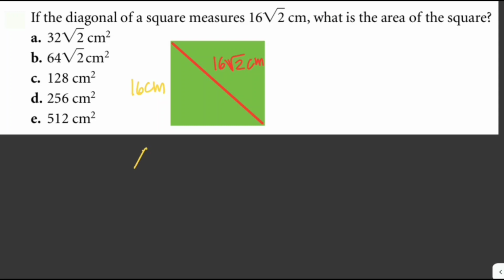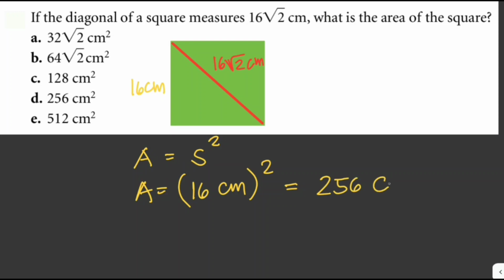And since the area of the square is just the square of the side, because all of the sides of a square are equal, that means the area here is just equal to 16 centimeters squared. And that is equal to 256 square centimeters. So the answer here is letter D.